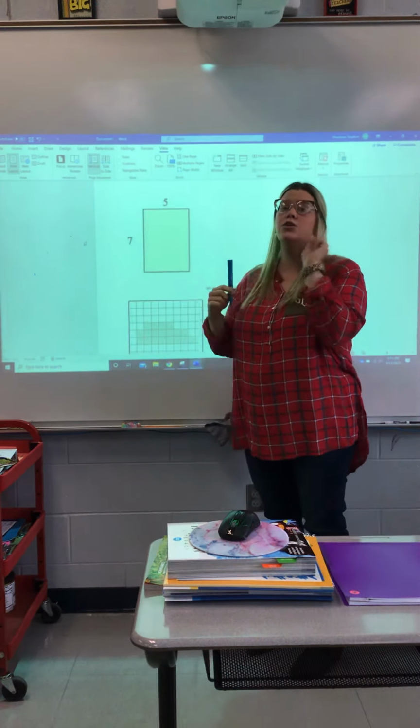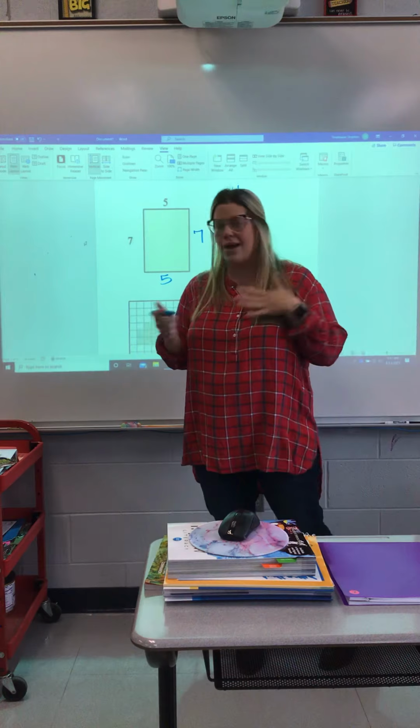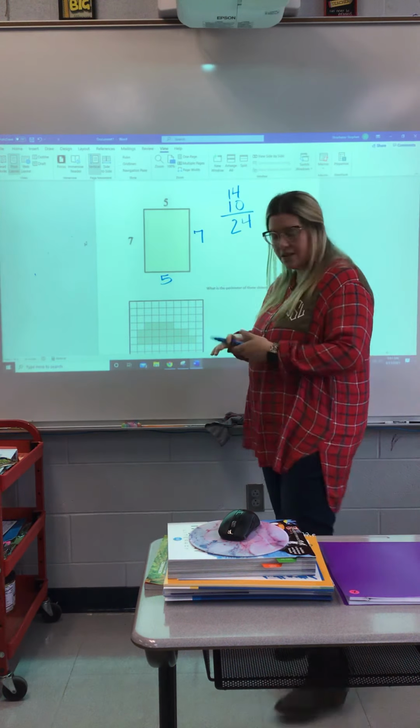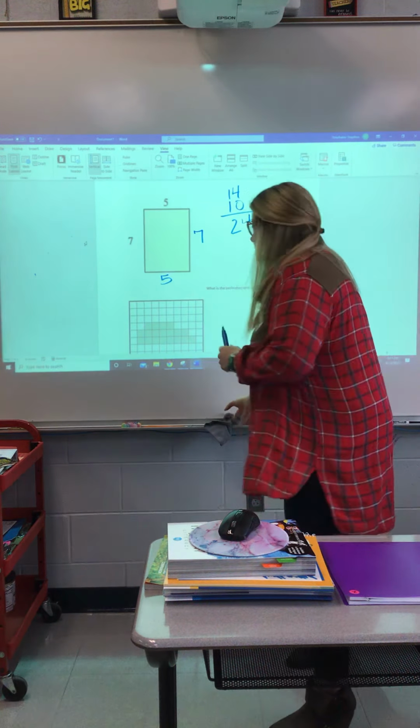So 7 plus 7 is 14, 5 plus 5 is 10, 14 plus 10 equals 24. So that means the perimeter of this rectangle is 24. They didn't give me a unit, so I don't know if it's inches or centimeters, but 24 is good. Okay, so that's really important to remember. If they only give you 2 sides, you can't just add 7 and 5 and be done. You have to add all 4 sides, or however many sides there are.